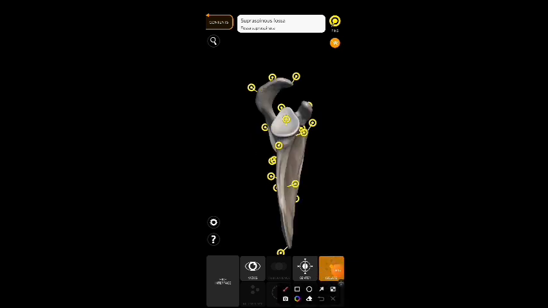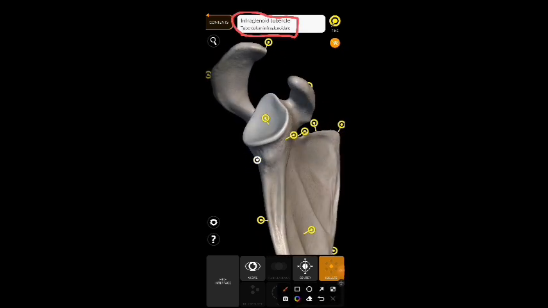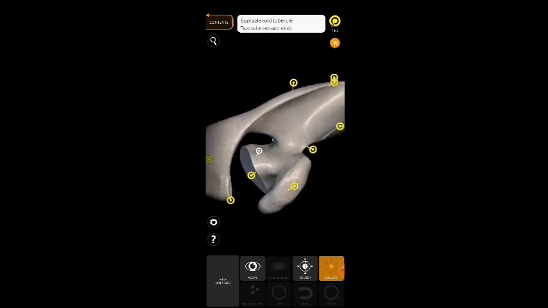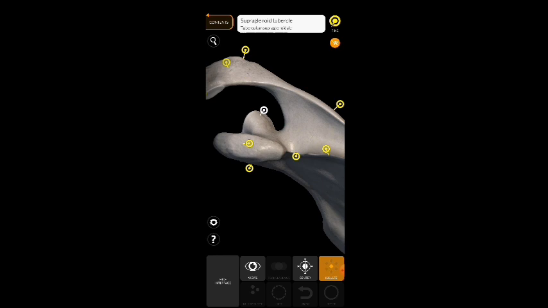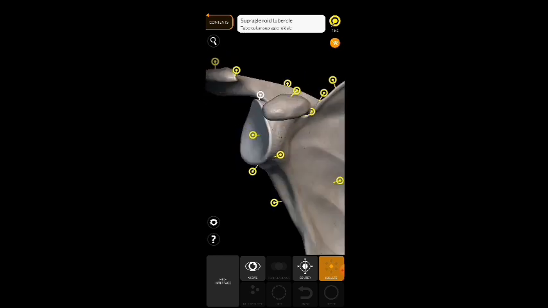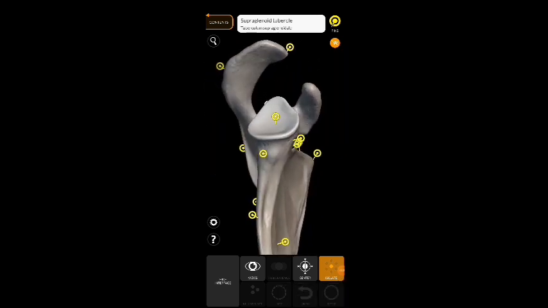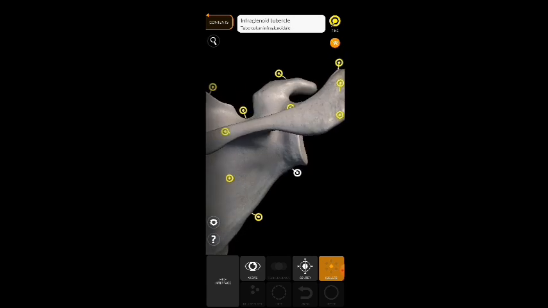It has a tubercle, the infraglenoid tubercle. You can see here, मी त्याला सर्कल केला आहे. हे आहे आपलं infraglenoid tubercle. आणि superior पार्टला सुप्रा म्हणजे superiorly आणि infra म्हणजे inferiorly. This is the supraglenoid tubercle, and this is the infraglenoid tubercle.